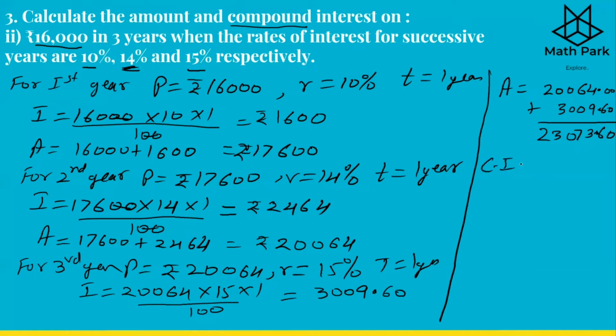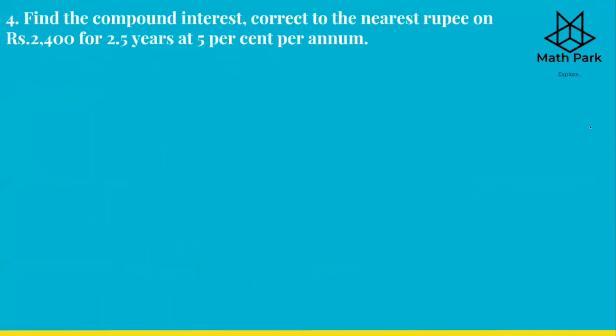And then compound interest is equal to A minus P, that is 23,073 rupees and 60 paisa minus initial amount, which was 16,000. Subtract it, you get this as 3, 7, this is 0, 13 minus 6 is 7, carry 1. So you're getting 7,073 rupees and 60 paisa is your compound interest. In here, your amount is 23,073 rupees and 60 paisa. Got it? Moving to question number 4.